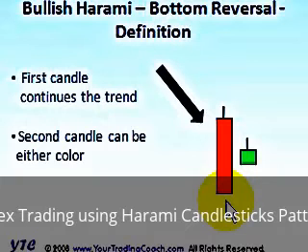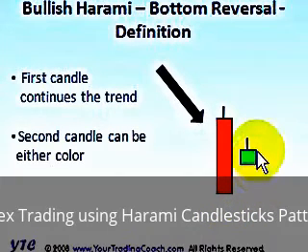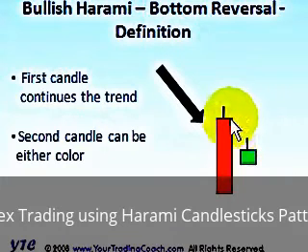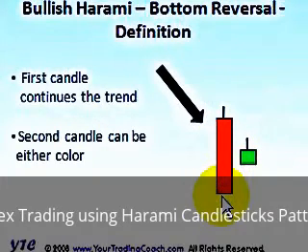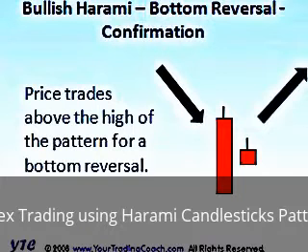The second candle's real body, or open to close, is then contained within the first candle's real body, open to close. And the second candle may be either colour, such as in the picture here where it's green, or here where it's red. And once again, the presence or absence of shadows above or below the candles means nothing with regards to the validity of the pattern.